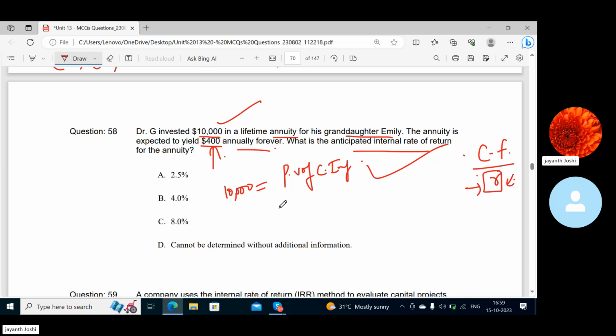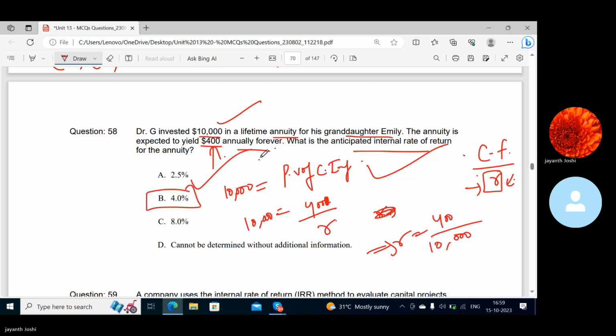So the investment is 10,000, and this is forever, right? So what is my cash inflow? I'm going to get 400 divided by R. That is going to be my IRR. So R is equal to 400 divided by 10,000. You're going to get what? 4%, right? 0.04.